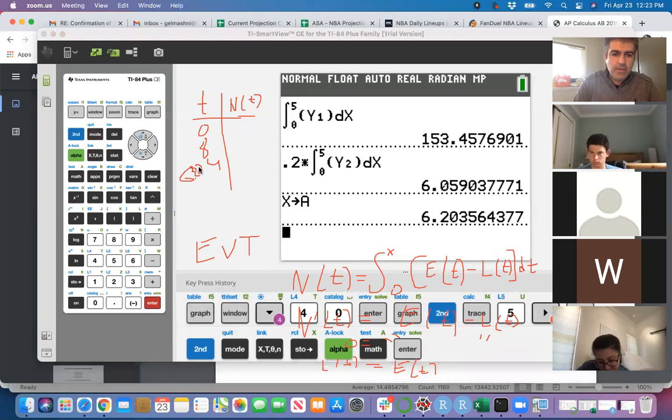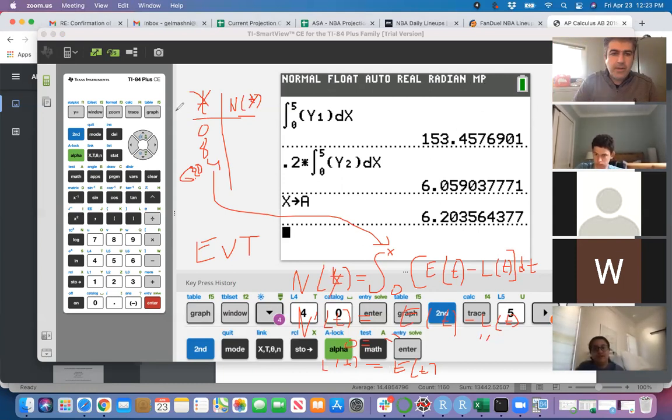6.204. So which one is the highest number of fish? So I have to plug these in for X every time. And technically, I should actually call this X and N of X, just so you know. My notation is just a tad off, but whatever. So I have to integrate from 0 to X of E of t minus L of t.